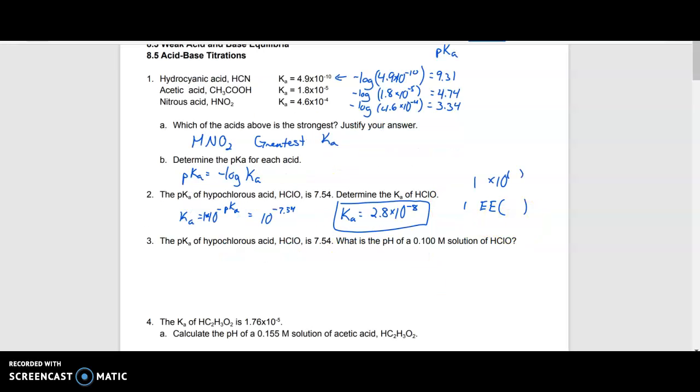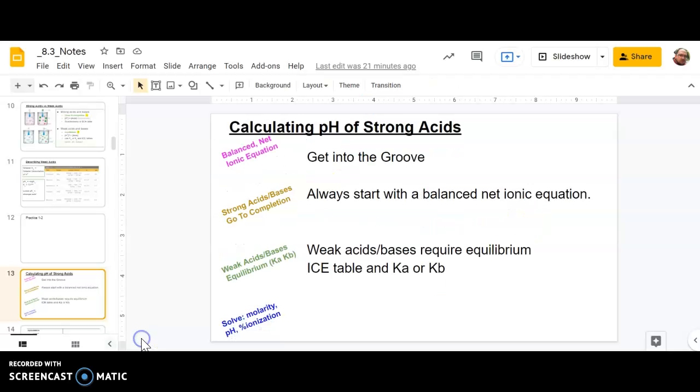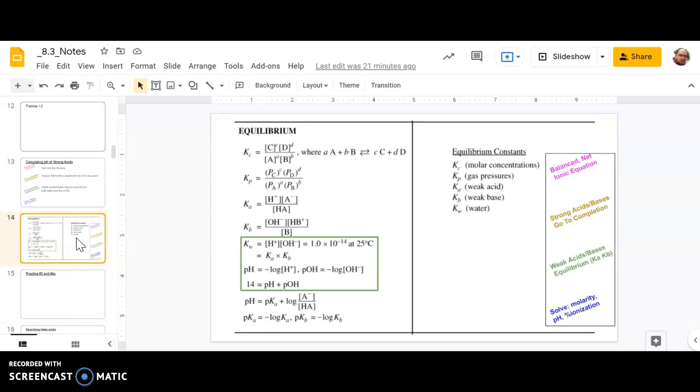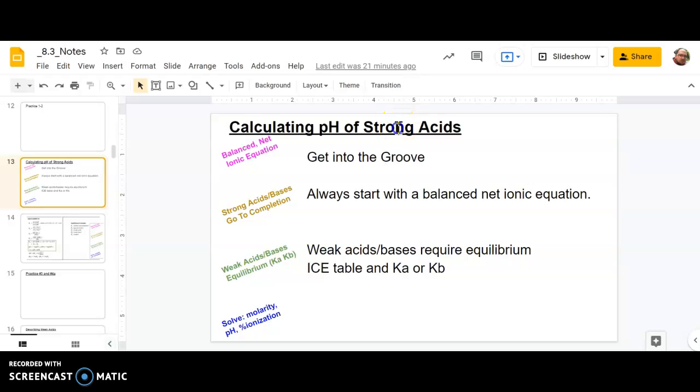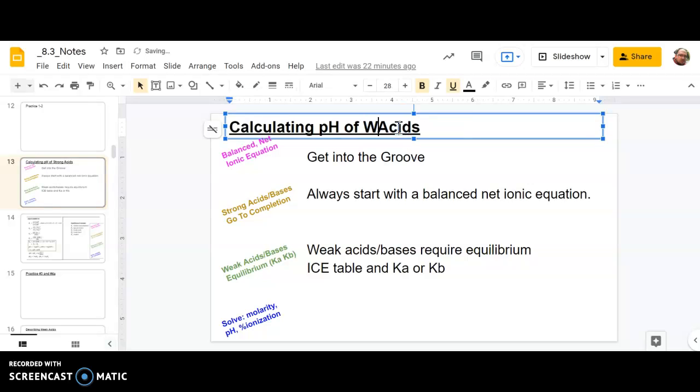So time to change things up just a little bit. So when we're calculating pH of weak acids, we're going to go through this kind of groove. Usually we always start off with a balanced chemical equation. You have to have that. You always start with a balanced chemical equation.